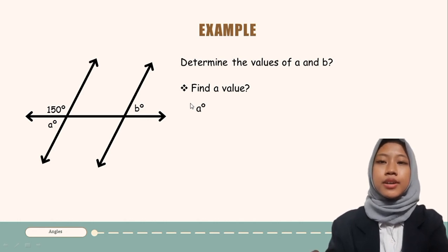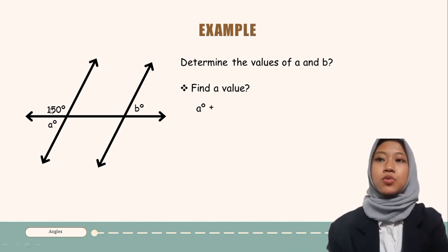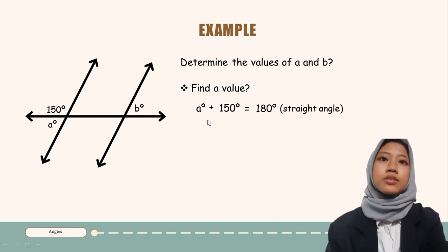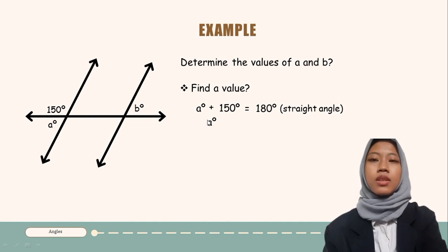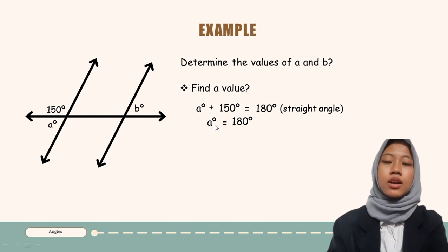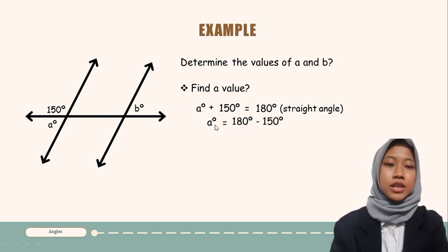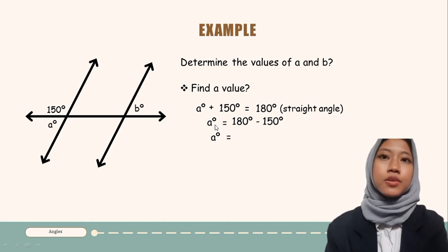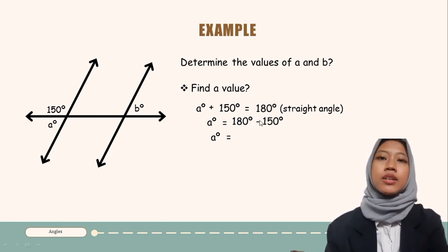And then A degree plus 150 degrees equals 180 degrees because it is a straight angle. And then A degree equals 180 degrees minus 150 degrees. So the value of A is 180 degrees minus 150 degrees, which is 30 degrees.